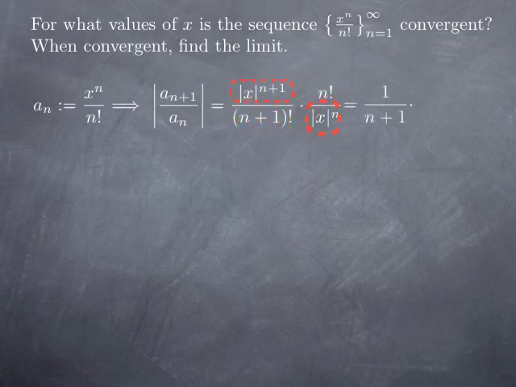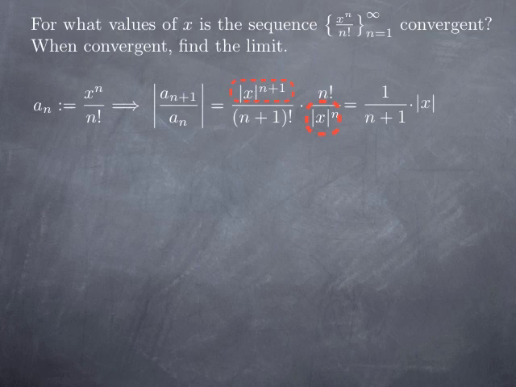And then I have this ratio |x|^(n+1) divided by |x|^n. Of course, |x|^(n+1) is just |x|^n that I multiply again by the absolute value of x. So |x|^n cancels out, and what remains is just the absolute value of x.